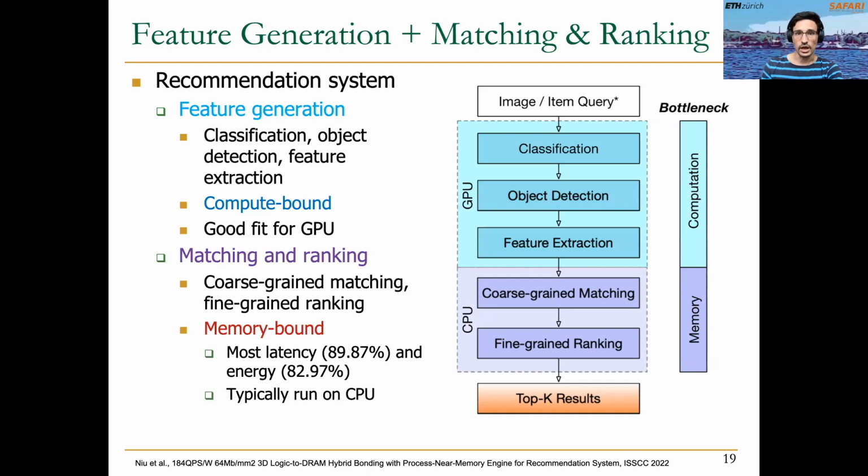GPUs. The second part, which in reality is the most relevant part for the recommendation system itself, is this matching and ranking, the coarse grain matching and the fine grain ranking, that both steps are characterized by Alibaba folks as memory bound. Actually, in the paper, they provide interesting numbers. More than 89% of the latency of the application is spent on accessing memory, and more than 82% of the energy. These two steps are typically run on CPU.